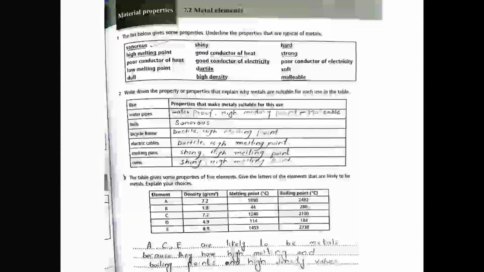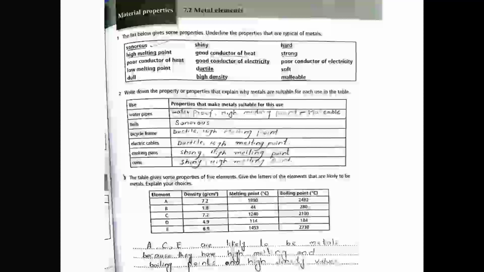7.2 Metal Elements. The list below gives some properties. Underline the properties that are typical of metals. First of all, we will read all the properties: sonorous, high melting point, poor conductor of heat, low melting point, dull, shiny, good conductor of heat, good conductor of electricity, ductile, high density, malleable, soft, poor conductor of electricity, strong, and hard. So we have to underline the properties that are typically found in metals only.